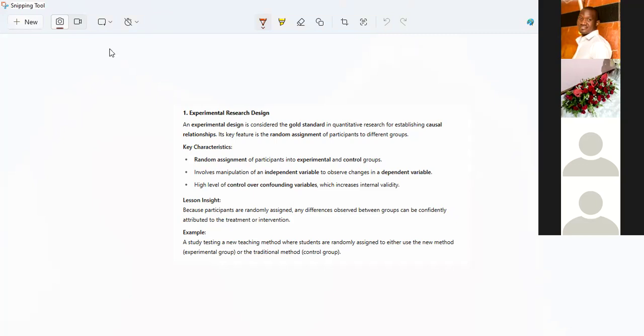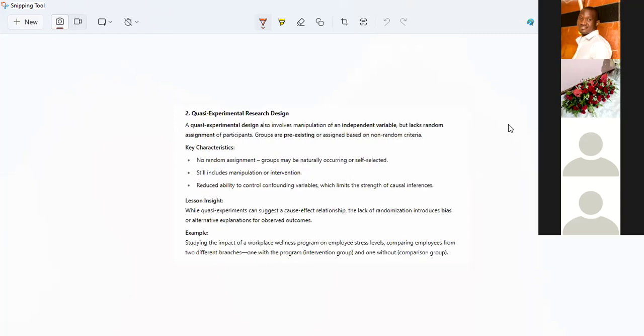4 marks for each. These short word answers you need to remember, apply. So the quasi-experimental, it involves manipulation of independent variables, but it lacks the random assignment. So groups are pre-existing or assigned based on non-random criteria. So the characteristic here is there's no random assignment, where groups would be naturally occurring or self-selected.